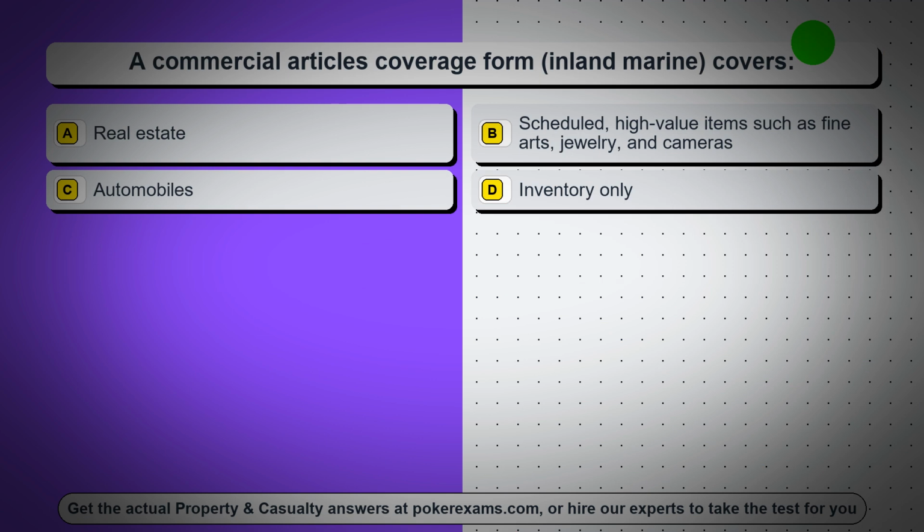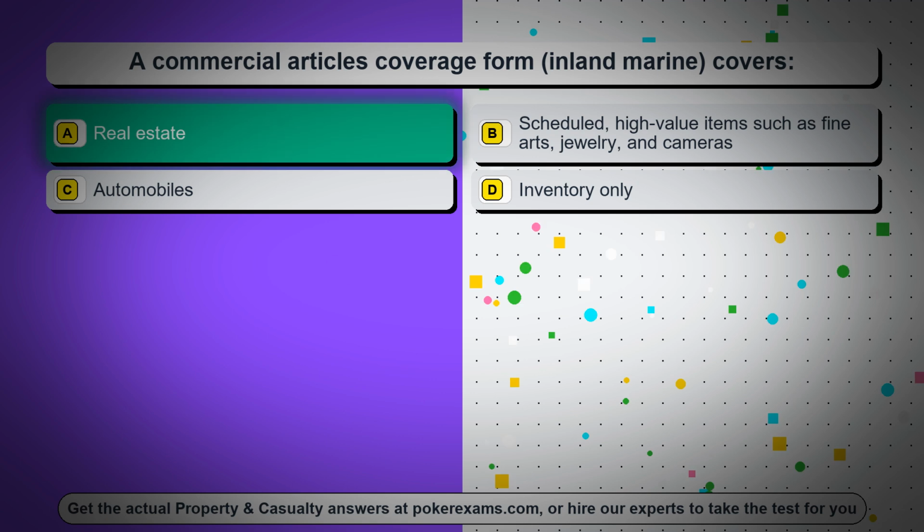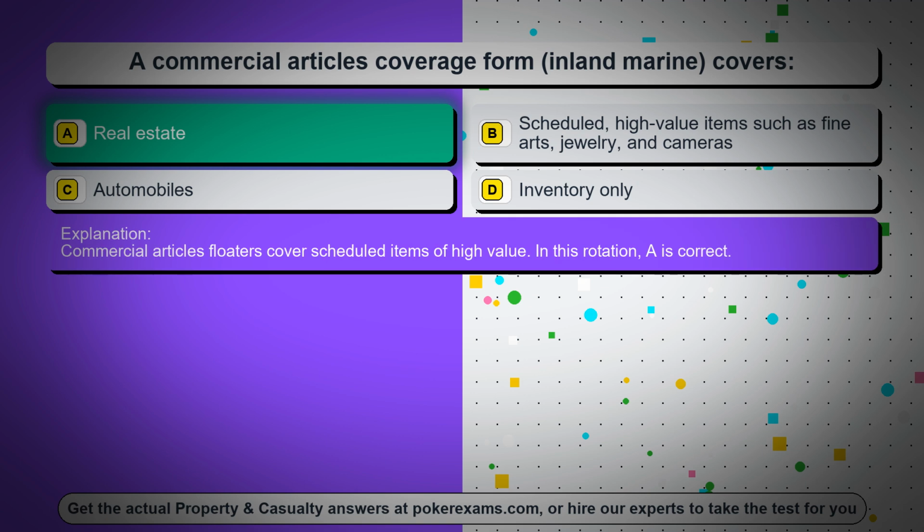Question 84. A commercial articles coverage form, inland marine, covers: Option A, real estate. Option B, scheduled, high-value items such as fine arts, jewelry, and cameras. Option C, automobiles. Option D, inventory only. The correct answer is option A, real estate. Commercial articles floaters cover scheduled items of high value. In this rotation, A is correct.